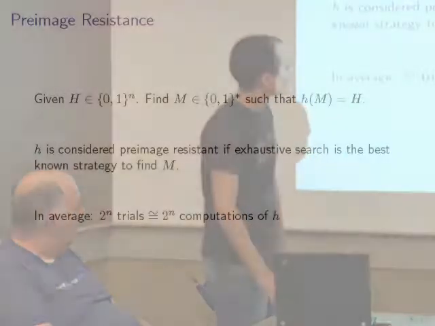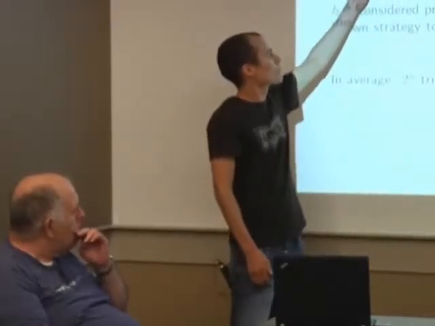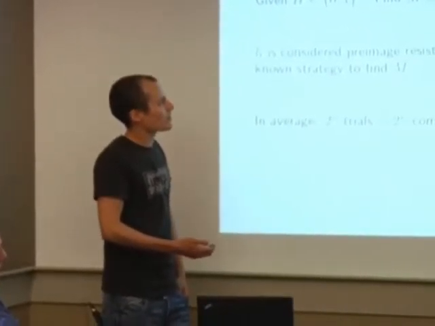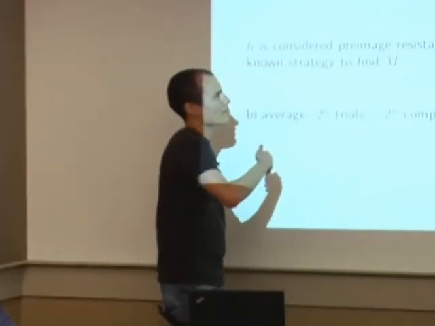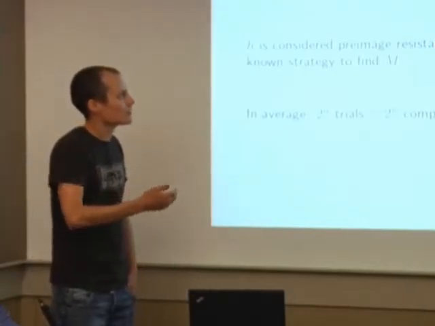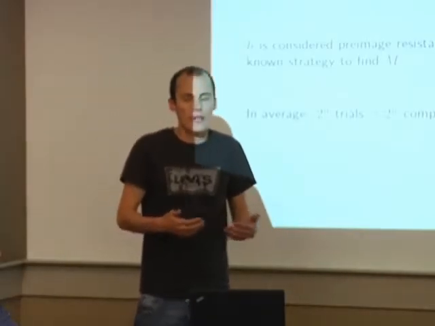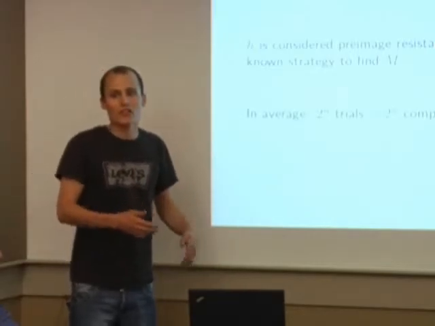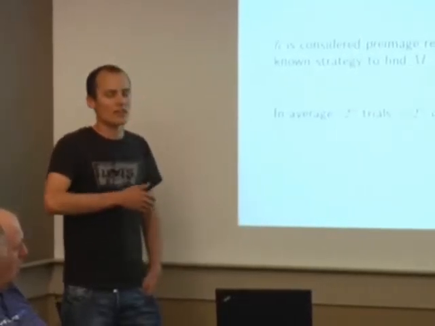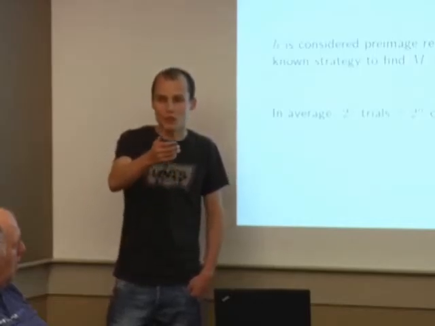Preimage resistance is the following. We are given one output, so one 160-bit string for SHA-1, and what we want to find is an input of arbitrary length that maps to this output. This input is typically called a message, and is the preimage of H. And the hash function is considered preimage resistant if finding such a preimage is hard. Meaning the best strategy we can apply to find such a preimage is just trying several messages until we have found a suitable one.